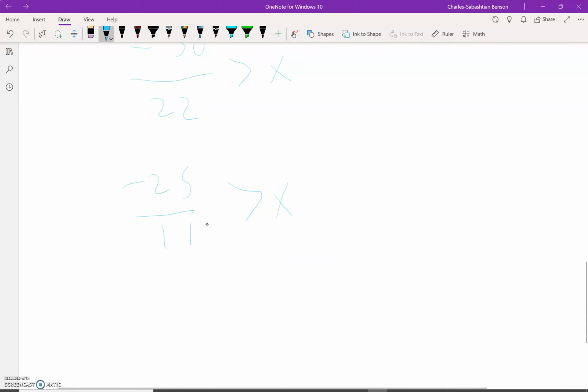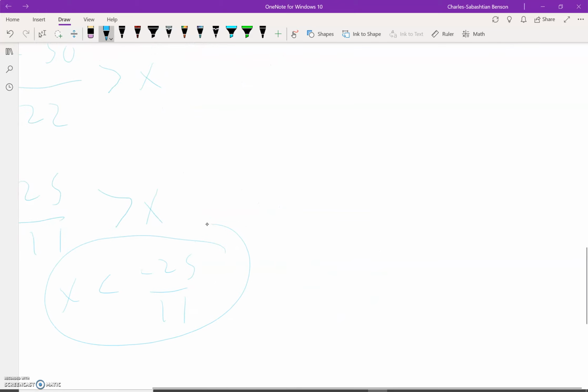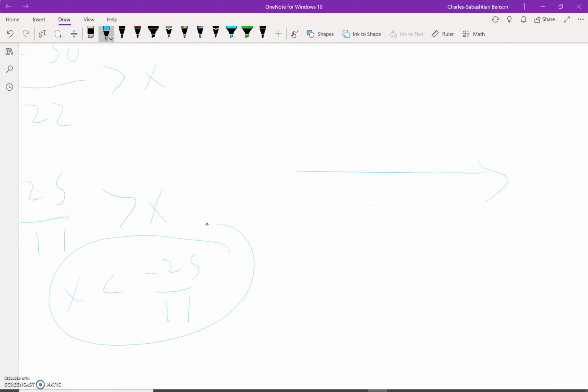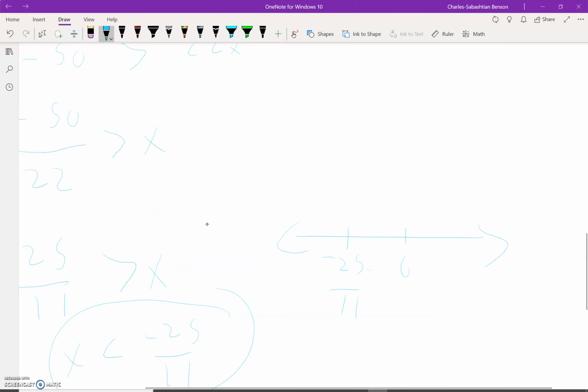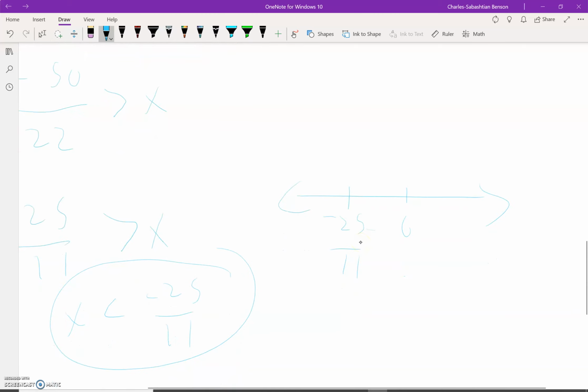Let's flip it around, actually. It's just x less than negative 25 over 11. Final answer. And here we go with the number line. Here's our 0. Here's our negative 25 over 11. And because we know it is less than and not equal to, it'll go this way.